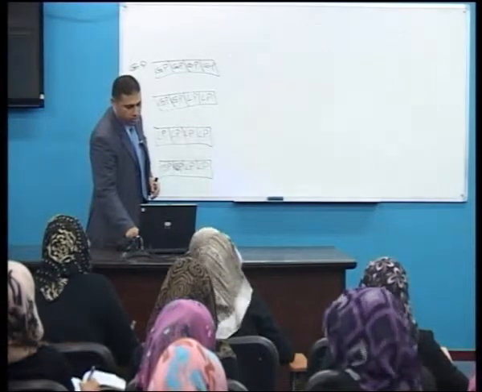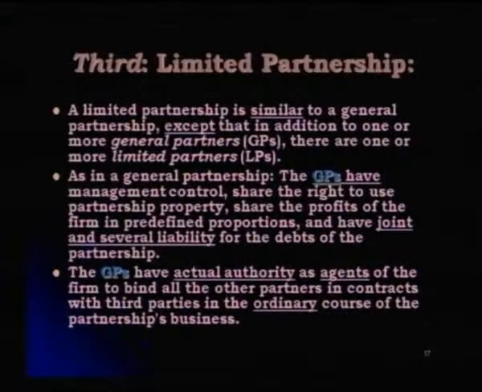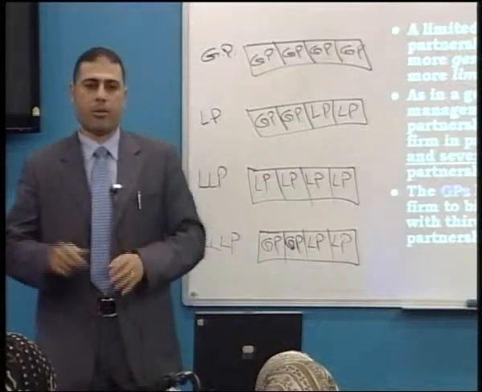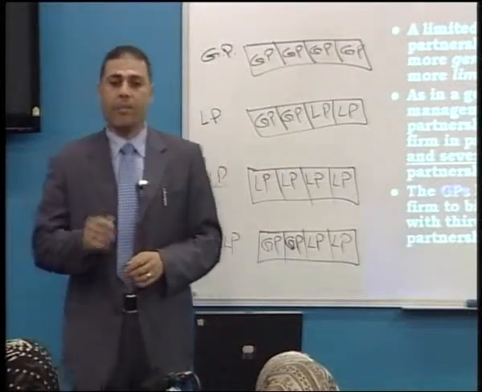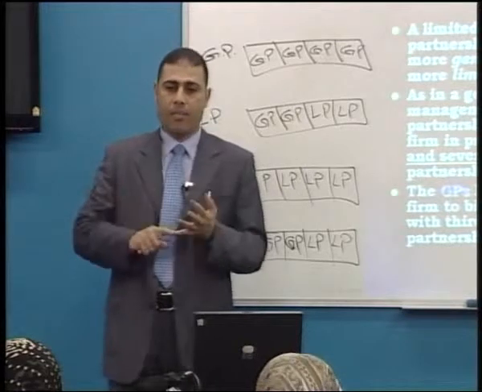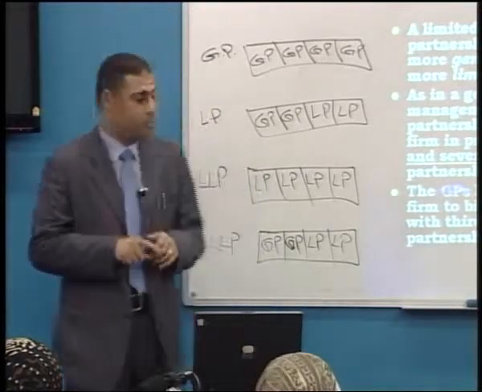Then we move to the second type, which is called limited partnership. Look at the first one, it's GP. All of them are GPs. Like this class here, you might imagine that all of you are general partners. You have unlimited liability. You have the ability to act on behalf of the partnership.